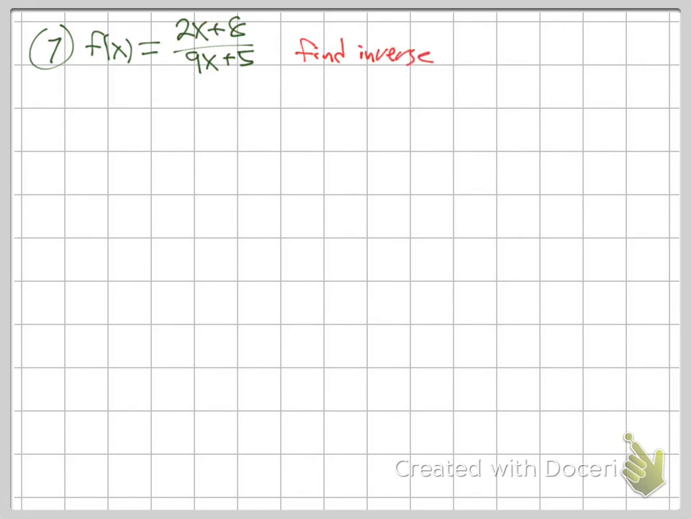Yeah, skip that. Don't worry about that. I'm not going to ask you anything about 1 to 1. They're all 1 to 1. That's really a concept of pre-calculus. Don't even worry about it. Just do the find the inverse. Don't worry about the 1 to 1 question.